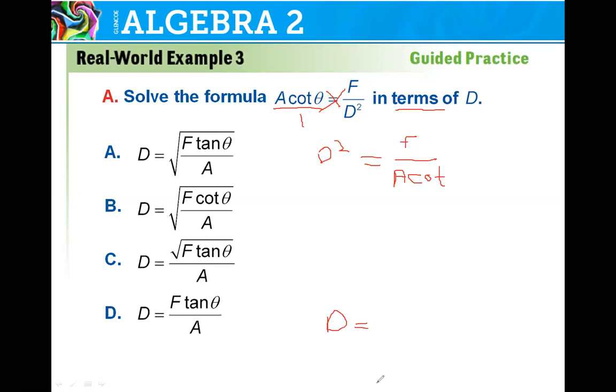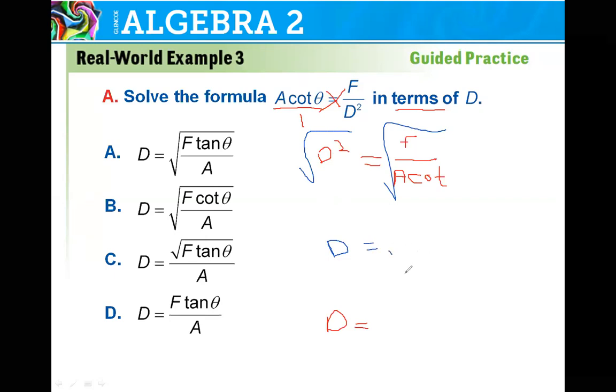Okay, Abdurrahman. Yes, you put square root. Excellent. So Khalid, we put square root for both sides. To remove power 2, we put here a square root and put here a square root also. So we have D is equal to a square root of F over A cotan theta. Which is the letter, Abdurrahman?